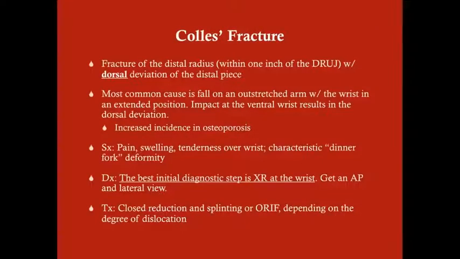All right, a Colles fracture. So now we're going to talk about 2 different fractures, Colles fracture and Smith's fracture. These are the last 2 we're going to talk about here. And the Colles fracture is a fracture of the distal radius, and this is within 1 inch of the distal radial ulnar joint. And what happens with a Colles fracture is that we have a fracture of the distal radius, but then there's a deviation of that distal piece.